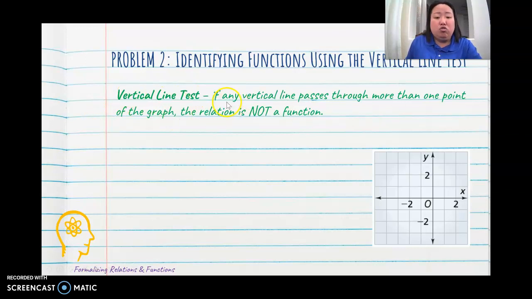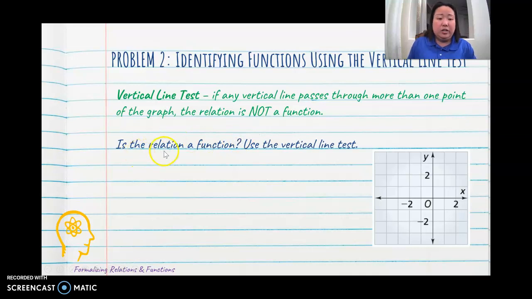If you have a graph, you imagine drawing vertical lines anywhere on that graph, okay? And for it to be a function, the vertical line only needs to touch one point anywhere on the graph, okay? The moment that the vertical line touches more than one point, then it is just a relation, okay? So let's have an example here.